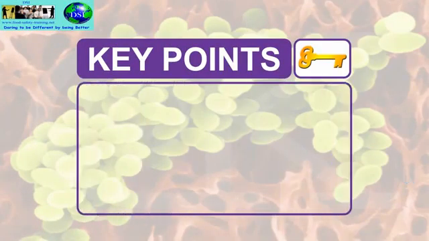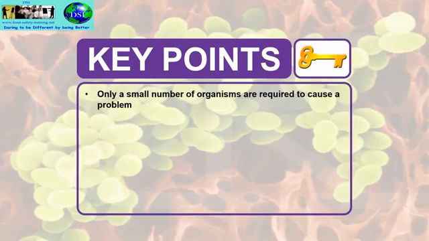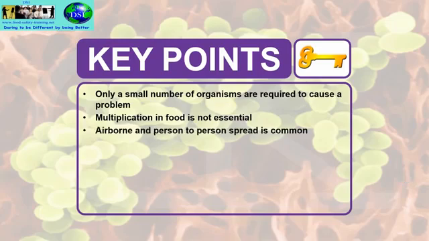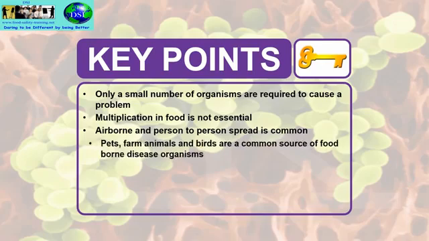So the key points of that section: only a small number of organisms are required to cause a problem with foodborne disease, from one particle up to several. Multiplication in food is not essential, and in fact it doesn't. Foodborne disease organisms do not multiply in food. Airborne and person-to-person spread is common, especially if you think of norovirus, as somebody coughs or sneezes. That cough or sneeze can spread for up to 50 meters.